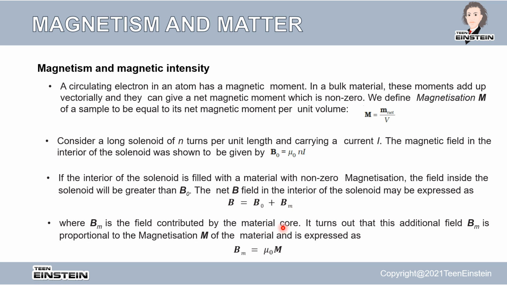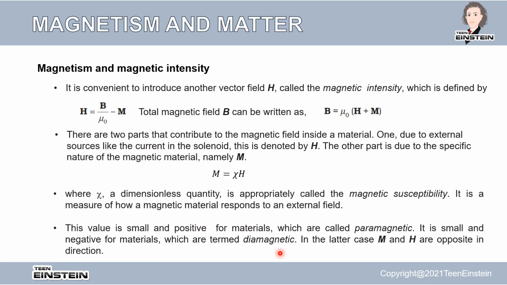So remember that this Bm can change based on what material you are keeping inside. It turns out that this additional field Bm is proportional to the magnetization of the material and is expressed as follows. This field Bm is coming from the material and it depends on the magnetic moment per unit volume of the material, because it makes sense. Whatever magnetic moment is given by the material, that much magnetic field only it can produce. So Bm equals mu 0 into M.